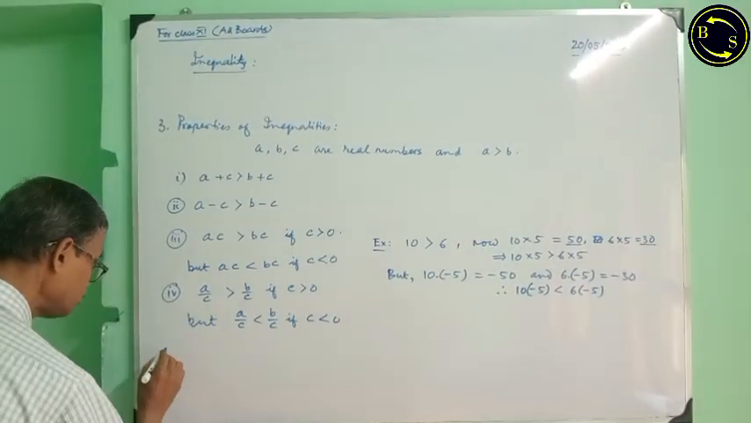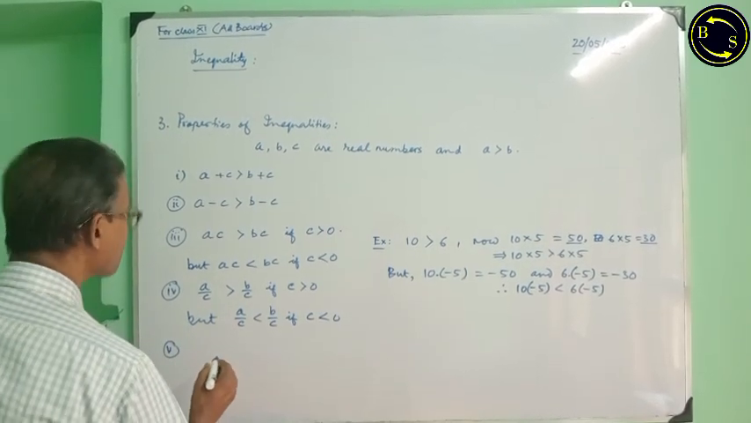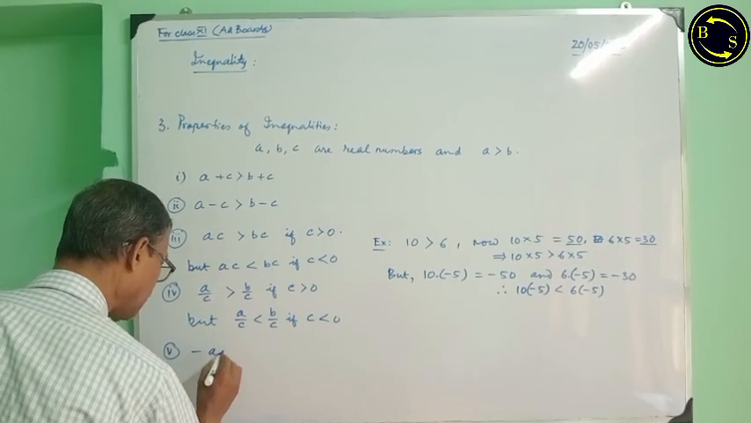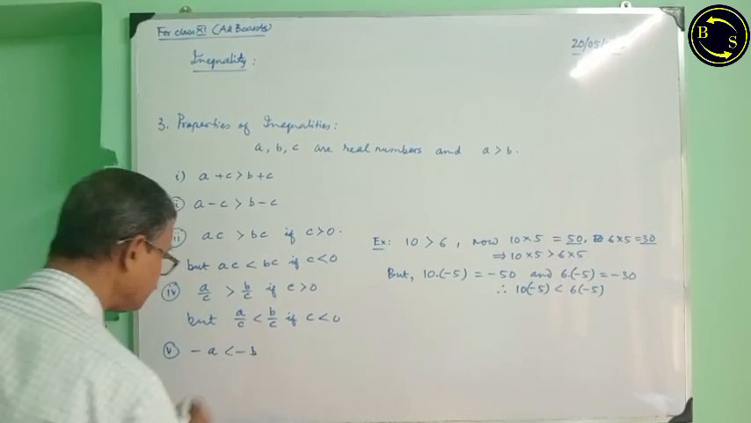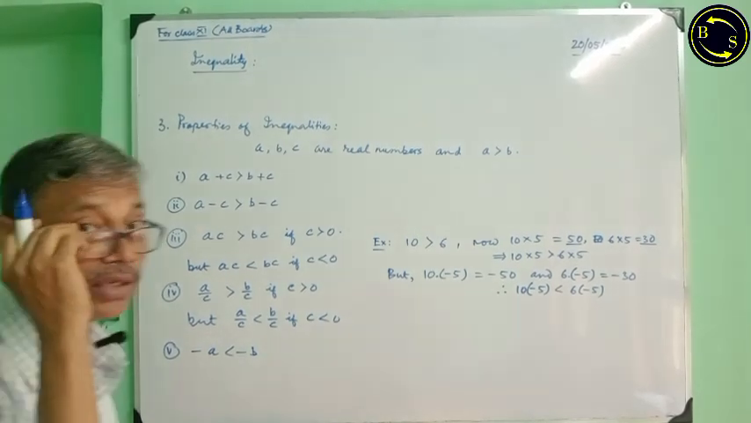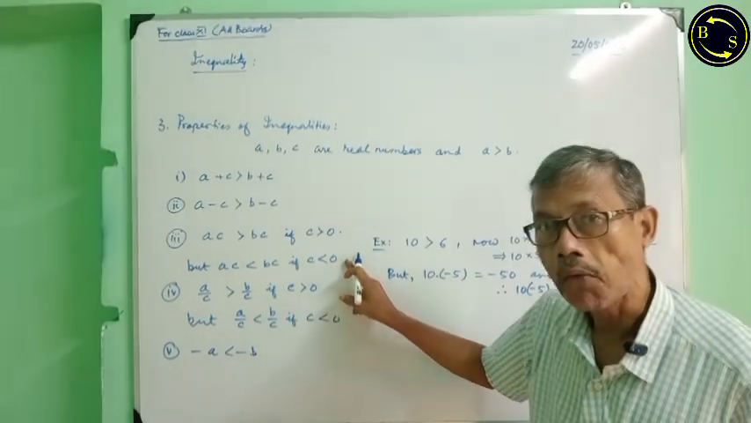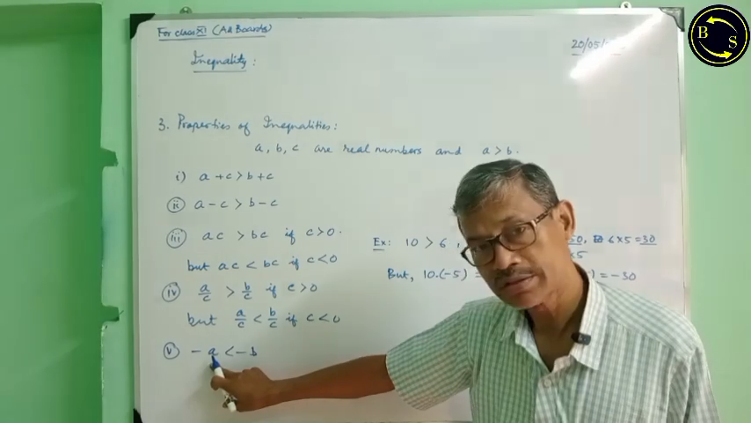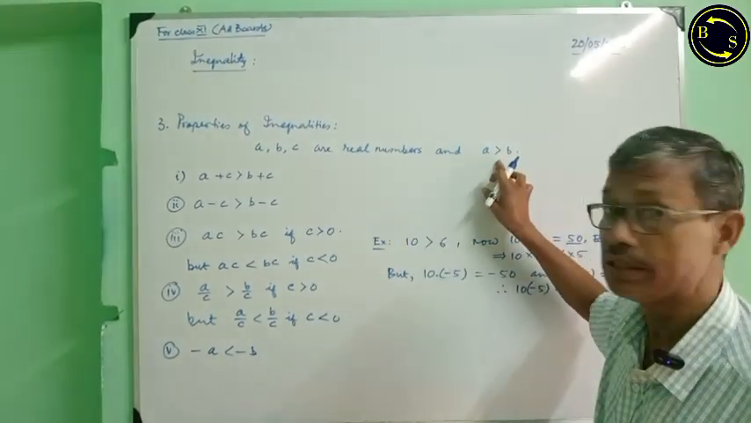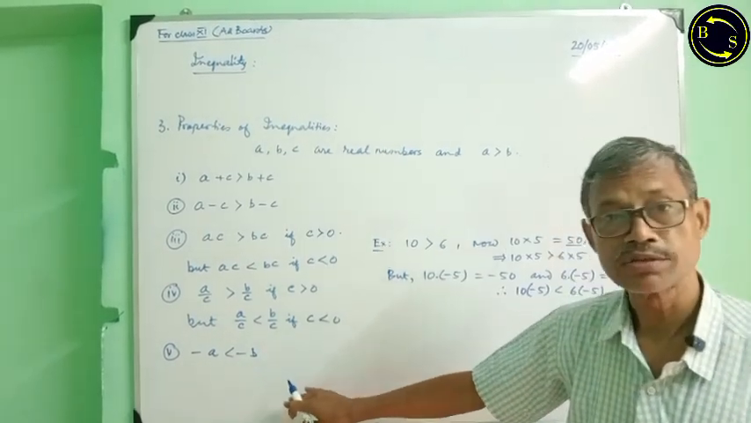Then, number 5. A greater than B, then minus A less than minus B. If we multiply both sides by minus 1, as per this law, the left hand side will be less than the right hand side. Original relation is A greater than B. If we multiply both sides by minus 1, the relation will be reversed.